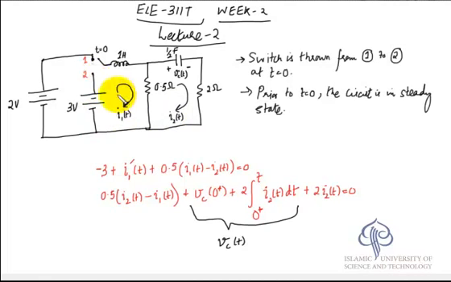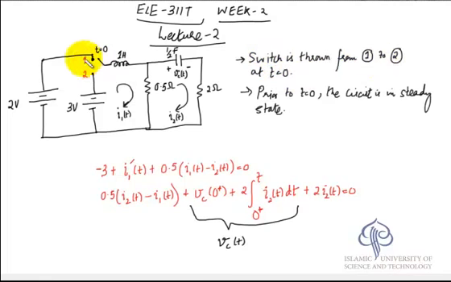We have labeled the mesh currents. This is I1(t), this is I2(t). You have an inductor, 1 Henry inductor, a resistor 0.5 ohms, 2 ohms resistor, a capacitor half farads, and then you have two sources. The switch is thrown from 1 to 2 at t equal to 0.